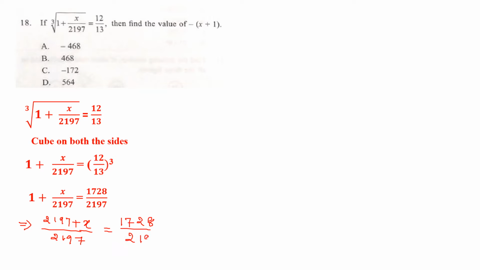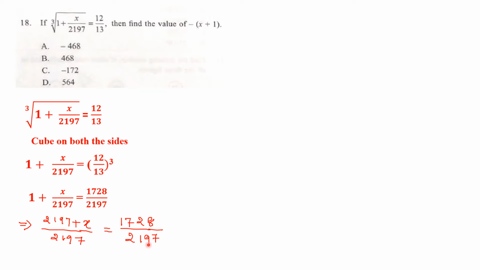Now after this, you have to find the cube of 12 as well as the cube of 13, and when you find it, you will get it like this. Now from here you have to solve it, so you have to take the LCM. If I take the LCM over here, my LCM will become 2197, so we get 2197 plus x over 2197, and this will be equal to 1728 by 2197. If you see here, your denominator on both sides is 2197, right?